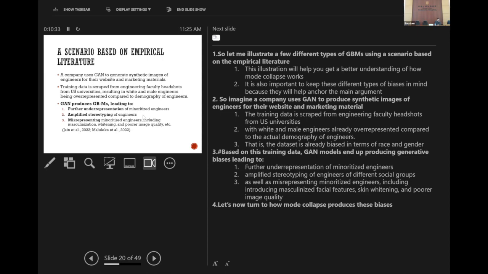And based on this training data, GAN models will end up producing generative biases leading to further underrepresentation of minoritized engineers and amplify the stereotyping of engineers of all social groups, as well as misrepresenting minoritized engineers, including introducing masculinized facial features, skin whitening, or poor image quality. So let me turn to how mode collapse leads to these different biases.